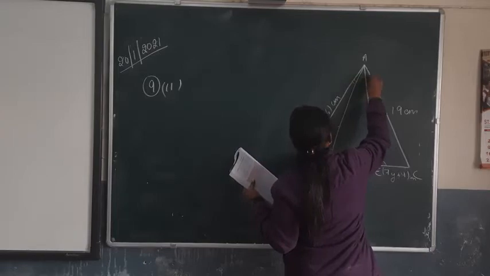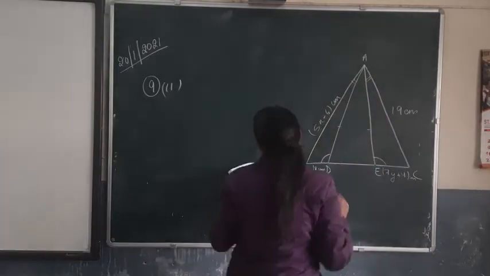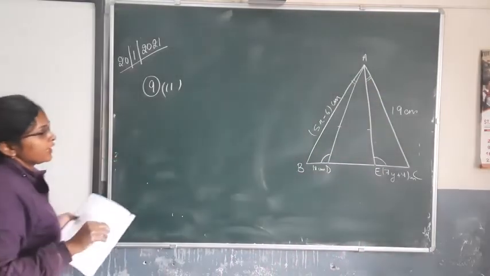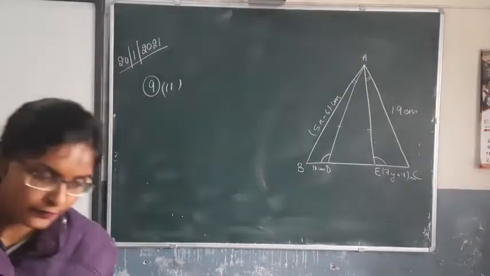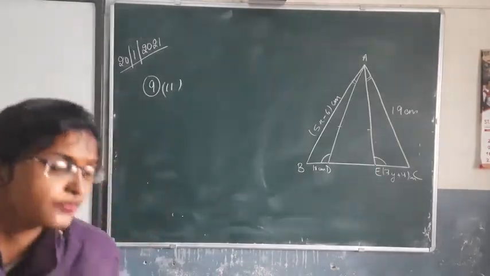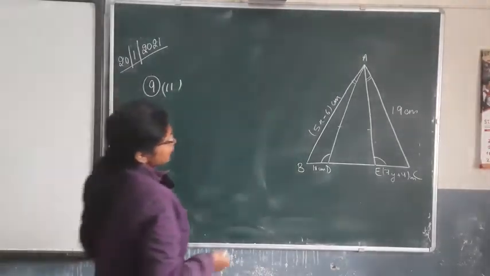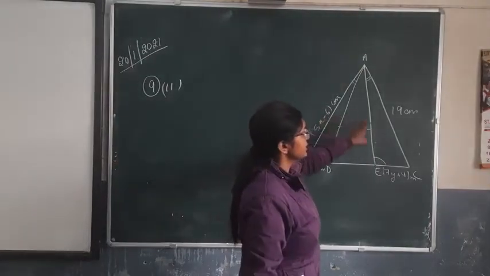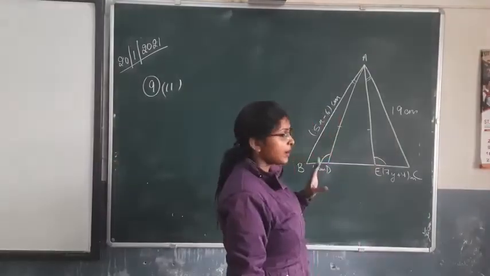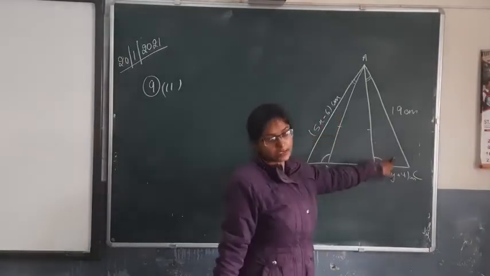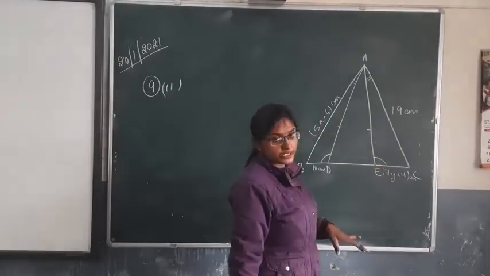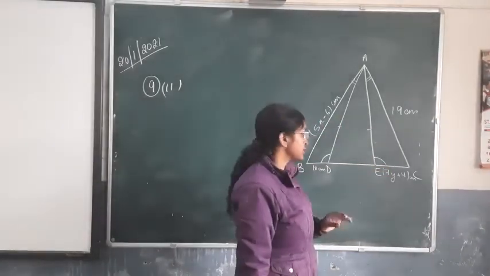This angle is equal to this angle. This is also given in the question. So now what we have to do, we have to find out the value of x and y. For that, first of all, we need to prove that this triangle is congruent to this triangle. If somehow we prove that these two triangles are congruent to each other, then their corresponding parts and sides will be equal to each other.